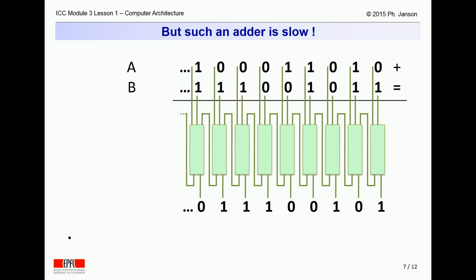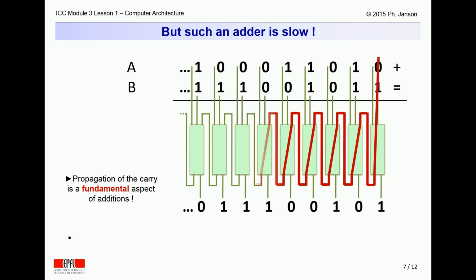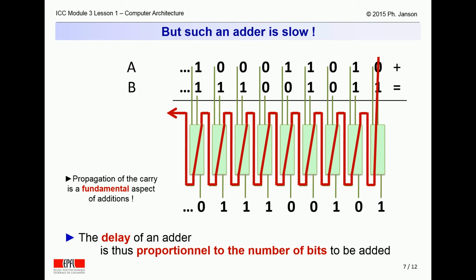Such a basic adding circuit thus suffers from a fundamental limitation. The propagation of the carry bit is an intrinsic requirement that prevents computing the addition of all the bits in parallel. The total time required by such an adder is thus directly proportional to the number of bits to be added.